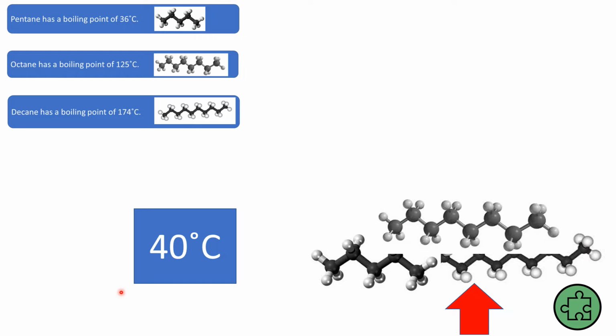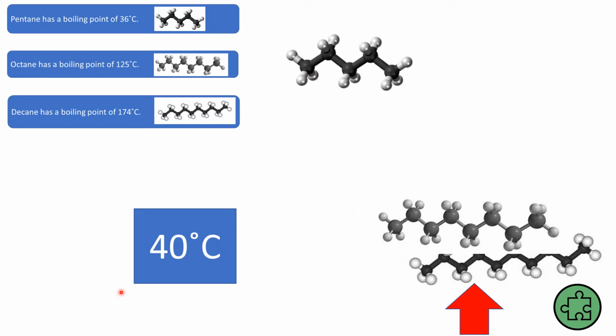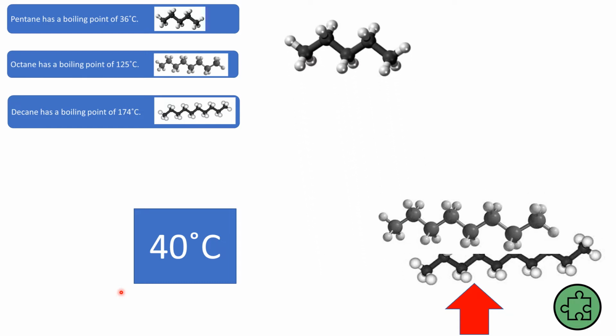We get to 40 degrees. Now what has happened? Well, hopefully you would recognise that pentane has now gone beyond its boiling point. So pentane would be a gas. Gases go up, off it goes. Okay, and we would keep it at about 40 degrees until all the pentane has been boiled off.